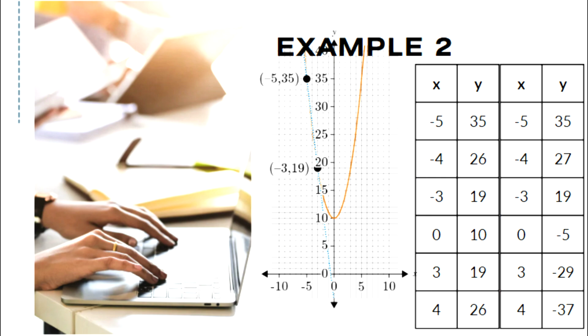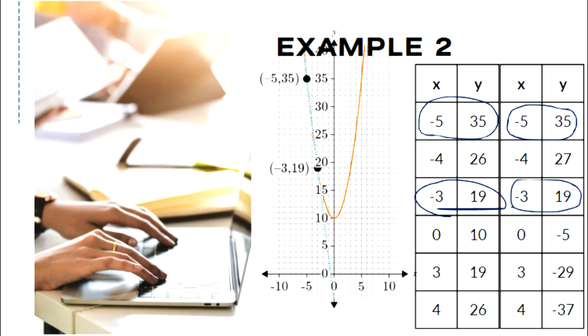And what this does is it allows us to look and see where they intersect. You can see here this is for the orange graph, and this is for the blue graph. You can see they both have -5, -35, and they both have -3 and 19. So those are our points of intersection. That's how you find that on a chart, okay?